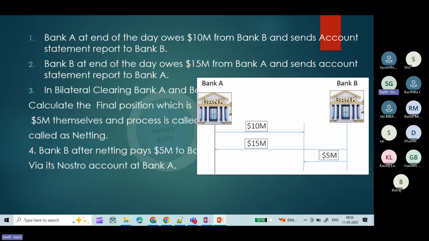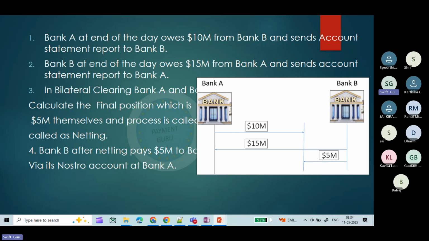Message has been sent out to Bank B, and Bank B has sent out maybe 1,000 or 2,000 messages which had a value of making a payment of 15 million. Respective banks have settled down to its customers. At the end of the day, when they do this bilateral clearing, how do they do it basically?